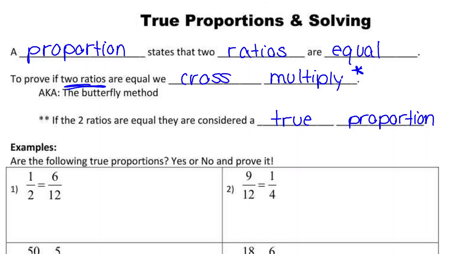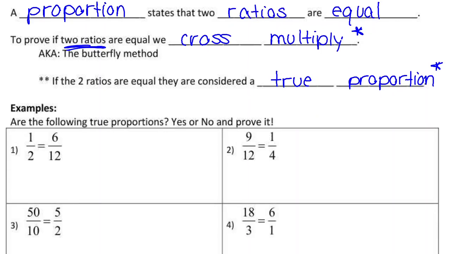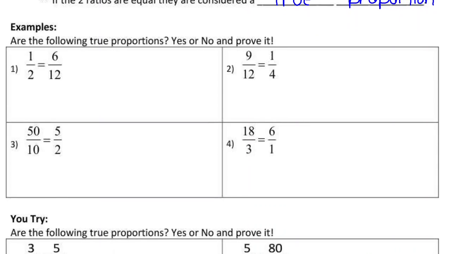So we can say that if two ratios are equal, they are considered a true proportion. And proportional just means that they are equivalent to each other and they follow the same ratio. So are the following true proportions, yes or no, and prove it. So remember I said we're going to use that butterfly method. We're going to cross multiply butterfly.